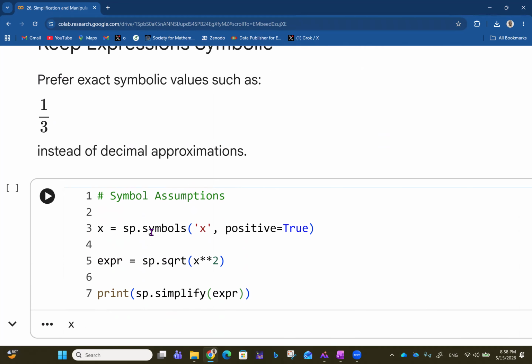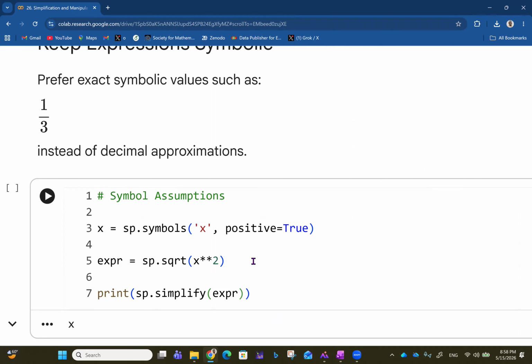Imagine x is sp.symbols, declare x. Starting from where you declared it, when you create the symbol, you say positive is true. So whatever happens, the system can operate knowing that x is always positive. Normally the square root of x squared should be plus or minus x, but since you have guaranteed that x is always positive, you eliminate the possibility of x being negative.